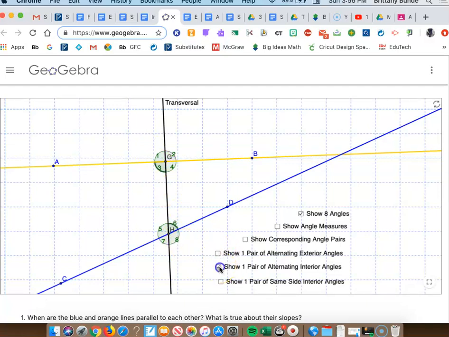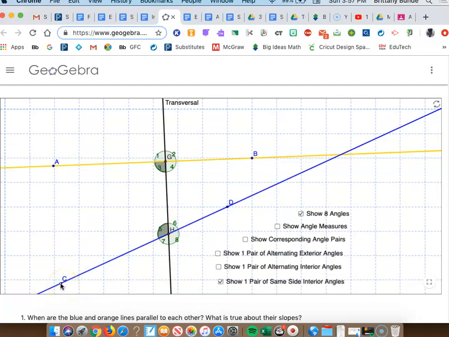Our alternate interior, so we're in between our 2 lines here, right? So that makes them interior, alternate opposite side. So 3 and 6, 4 and 5. And then our last one, same side interior. So we're in between our 2 lines, right? So we're on the interior on the same side. So 3 and 5, and then 4 and 6. So up until this point, we just have known their spots, right? We've just been able to name them. Well, today we're going to learn that there are actually some special things about these special angles.